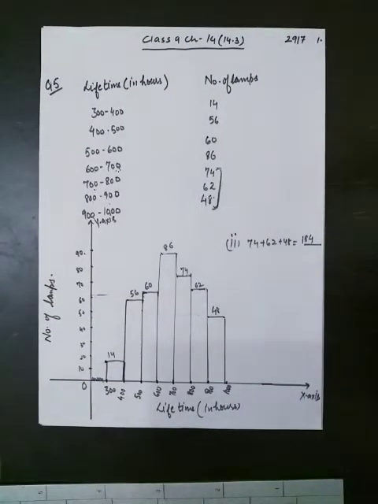Students, question number 6 and question number 7 are deleted from your syllabus this year. So no need to do these questions. Meaning the topic of drawing frequency polygons is deleted. You have to draw only bar graphs and histograms. So leave questions 6 and 7. And now come to question number 8.